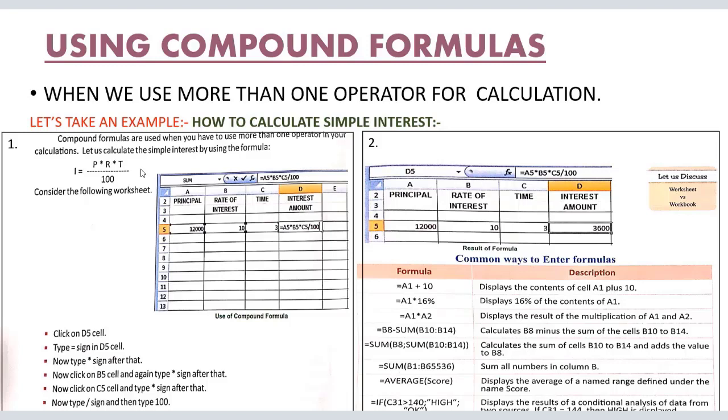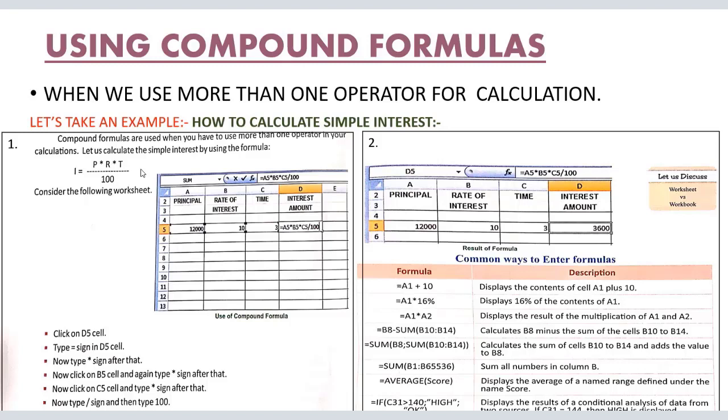For that the steps are also given in your book, and in the slide also. First you have to click one cell, then for formula you have to give the equal to sign, then you have to select the principal cell, then multiplication, again you have to select the rate of interest cell, multiplication, then time, then divided by 100, then it will give you the simple interest. And after giving the formula we have to press the enter button.